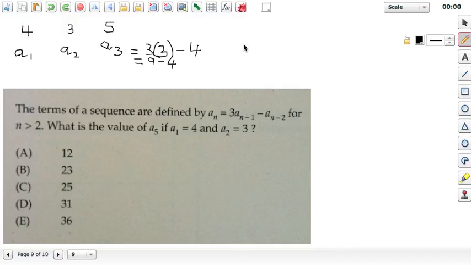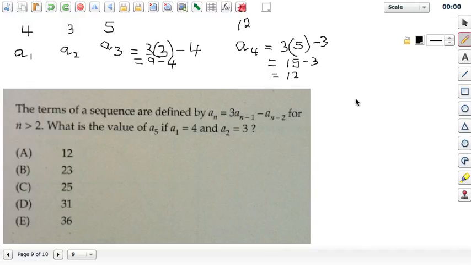Now what's the fourth term? That would be 3 times the third term, which is 5, minus the second term, which is 3. And that is 15 minus 3. And the final answer is 12. So the fourth term is 12.